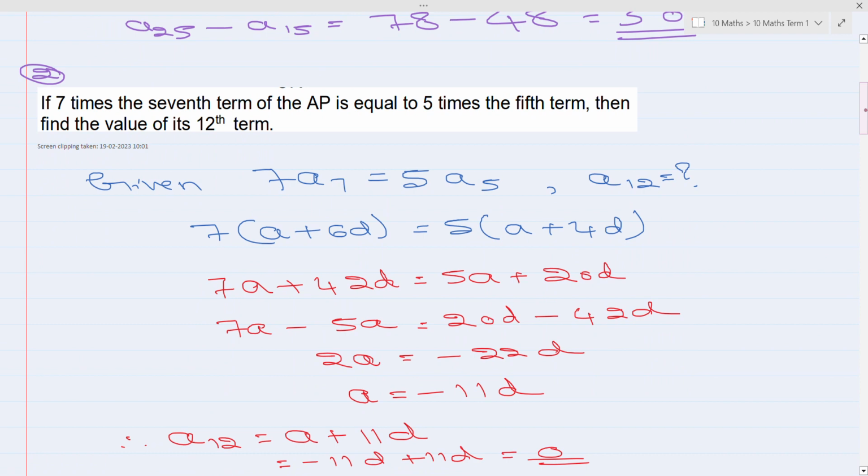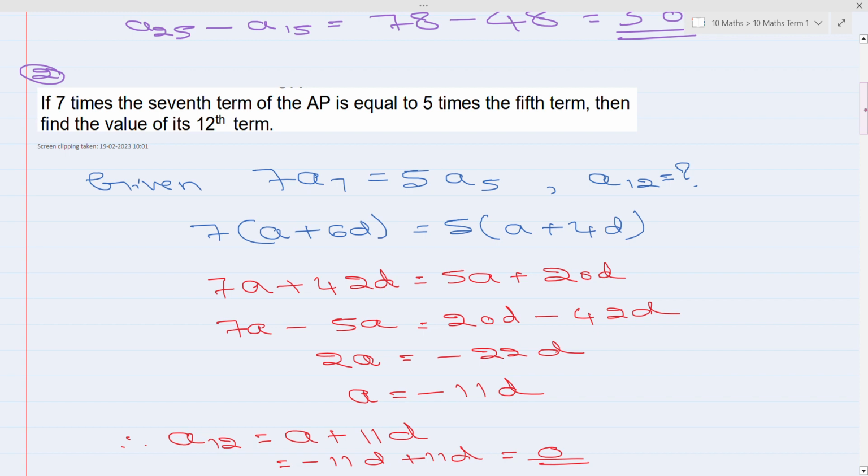7 times the 7th term of an AP is equal to 5 times the 5th term. Then find the value of its 12th term. So it's given 7 times the 7th term is equal to 5 times the 5th term. So 7 into (A plus 6D) is the 7th term, 5 into (A plus 4D) the 5th term.